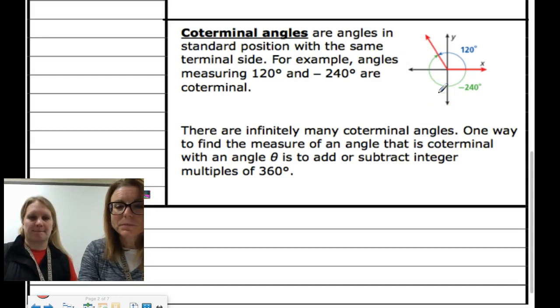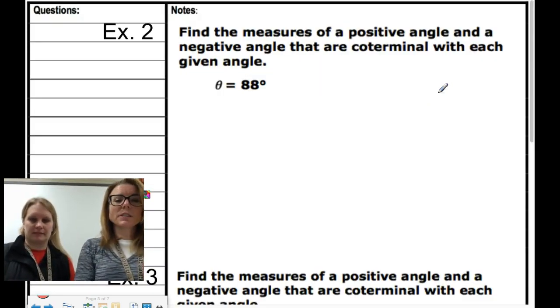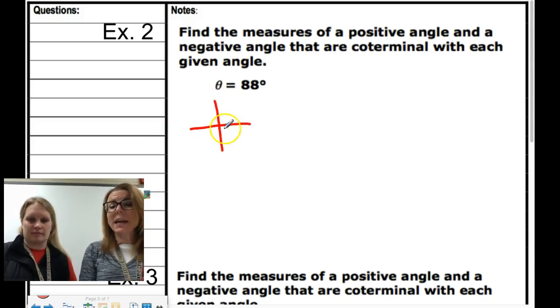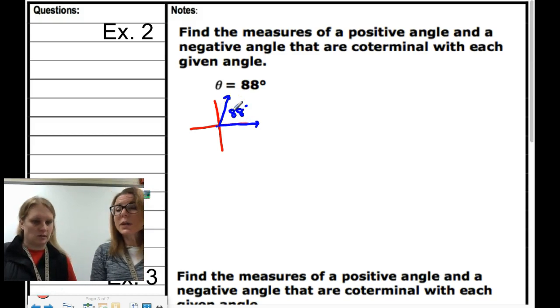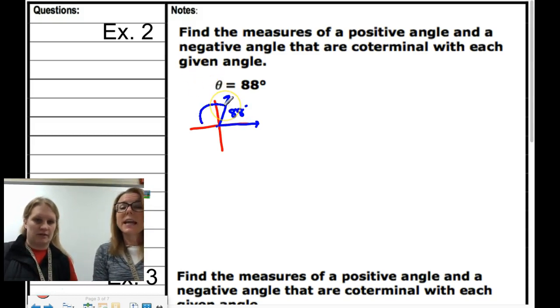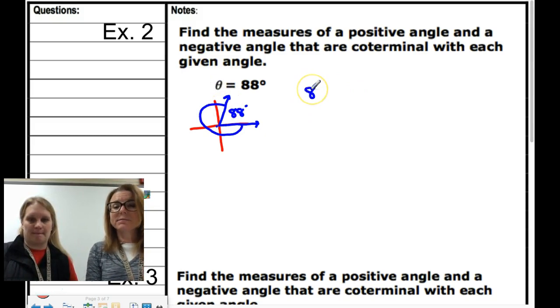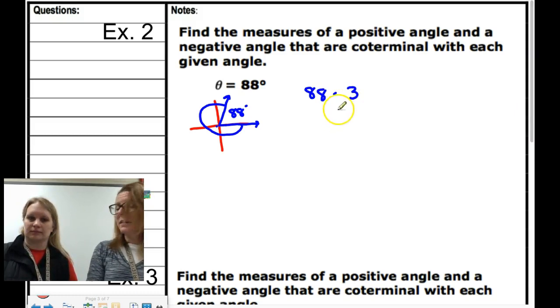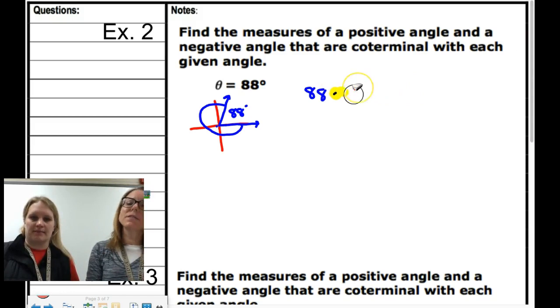So if we go to the next page, here's our example number 2. Find the measures of a positive angle and a negative angle that are coterminal with each given angle. In this case, 88 degrees. We don't have to draw a picture on this one. So all we're doing to find the coterminal angles is taking 88 and adding 360, and then taking 88 and subtracting 360, for the positive and negative, because you need one positive and one negative.